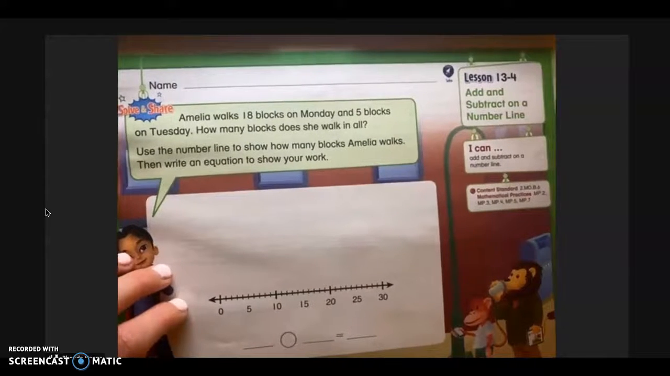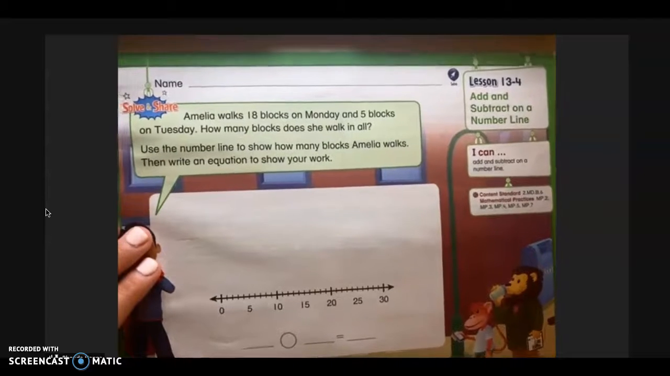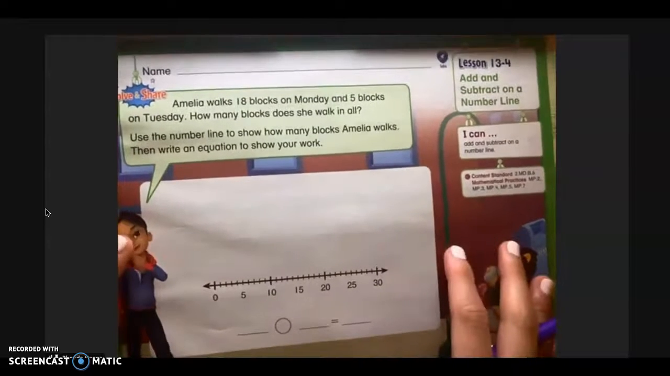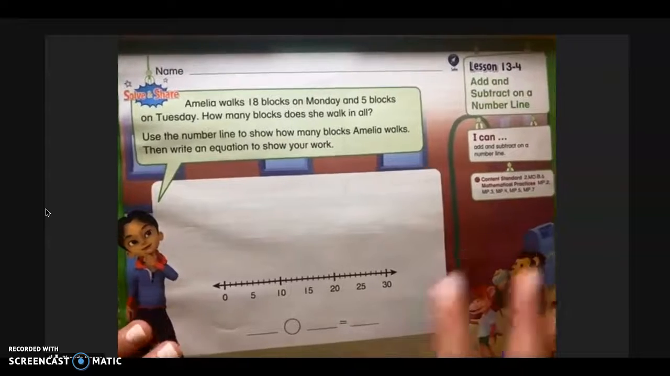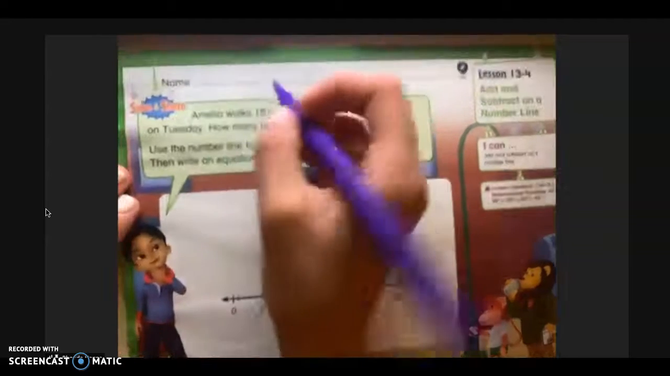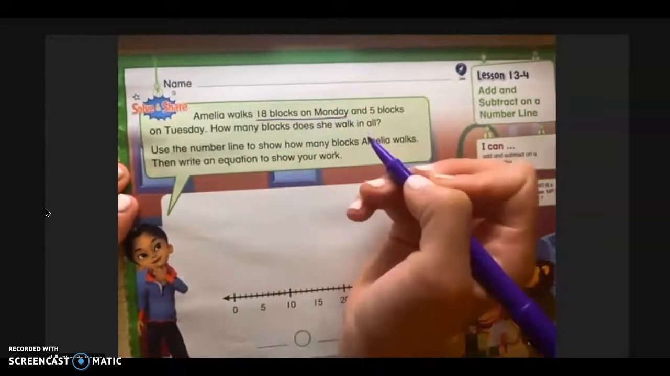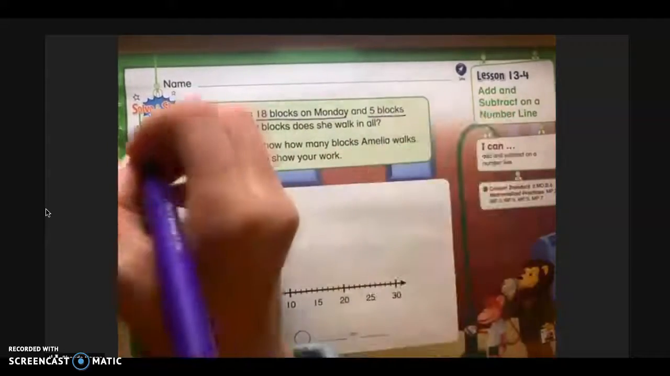All right, so before we start, we got to ask ourselves, what are we asked to find? We're asked to find how many total blocks Amelia walked. So before we do that, let's think about what we already know. Well, we know that Amelia walked 18 blocks. I'll underline that here. She walked 18 blocks on Monday and 5 blocks on Tuesday.